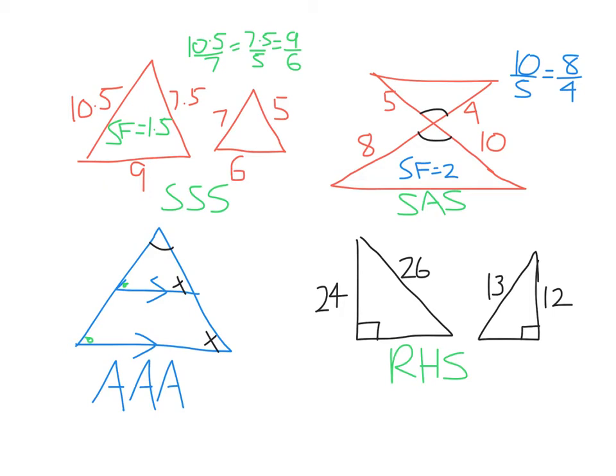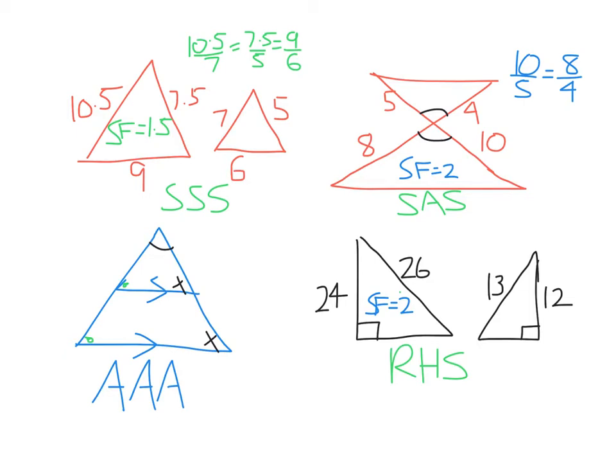So in this one, we have 2 pairs of sides, but not the angle between them. The scale factor is again 2. So we have 2 pairs of sides in the same proportion, and we also have a right angle. But for the RHS test, it can't be any 2 sides. It must be the hypotenuse, the longer side, and another pair of sides.